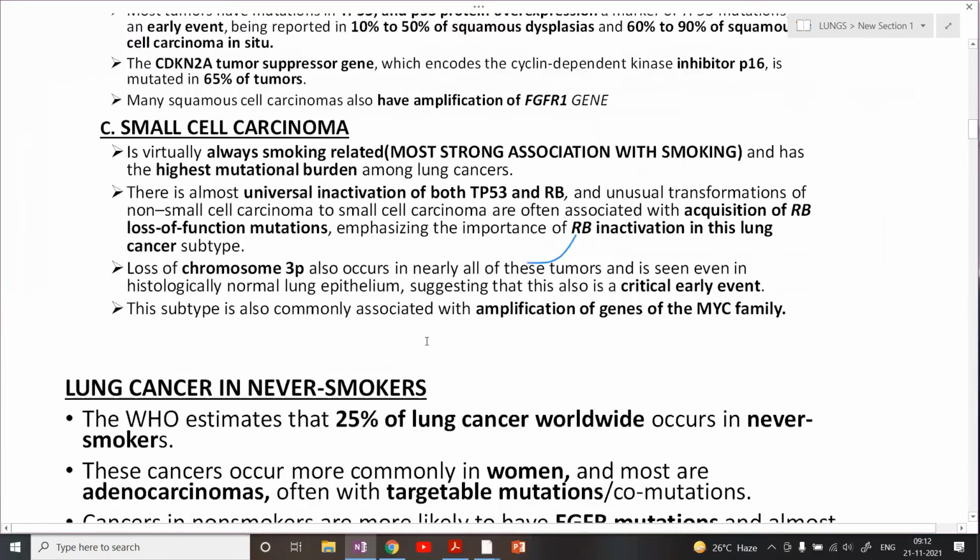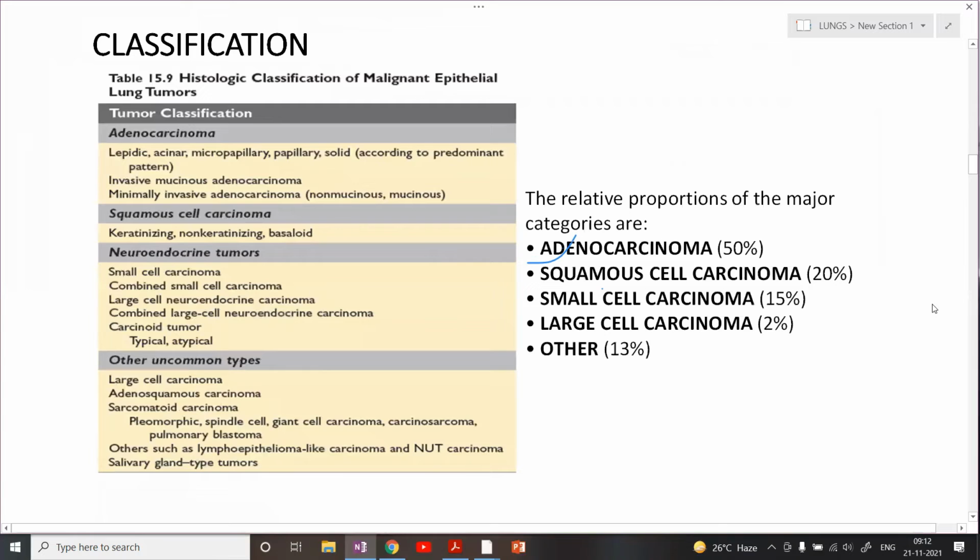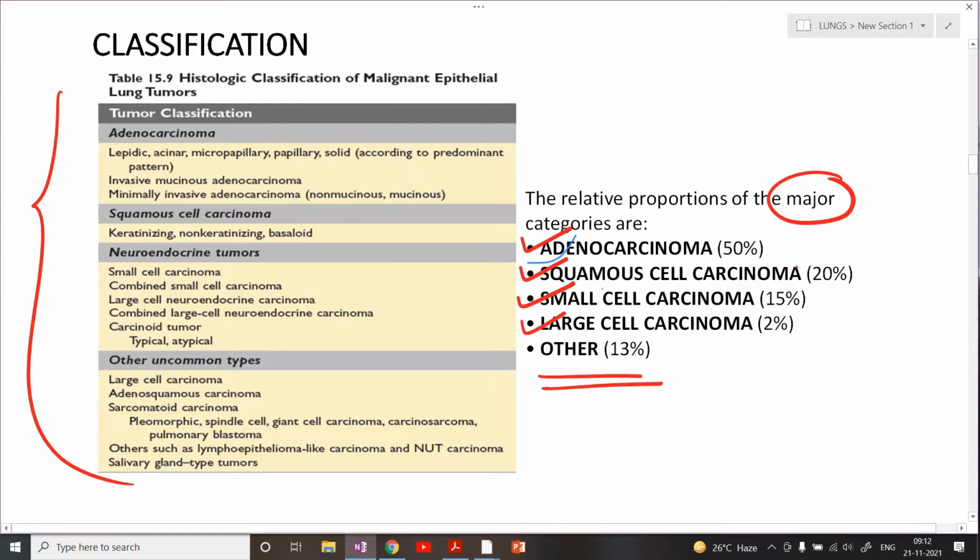I will give you a fair bit of an idea about the classification system of lung cancers. So this is the entire classification. I'm going to discuss that, but on a major basis, the major categories of lung carcinomas are adenocarcinomas, squamous cell carcinoma, small cell carcinoma, large cell carcinomas, and others. Adenocarcinoma forms the most common group. So these are the broad categories, and there are other types of carcinomas as well.